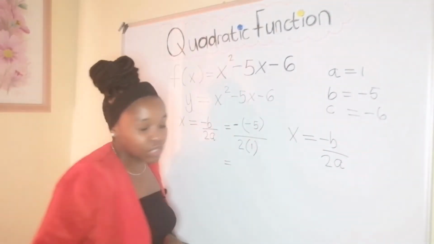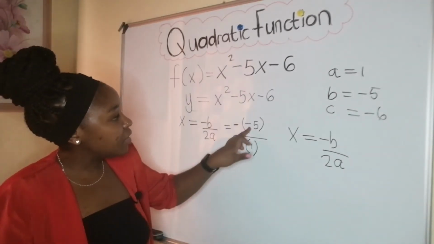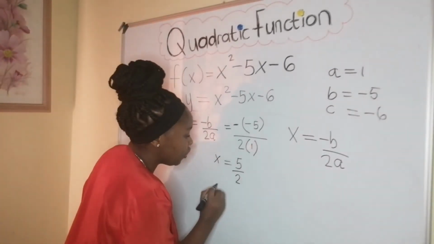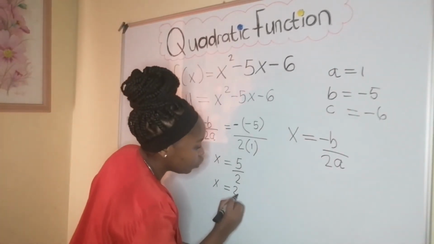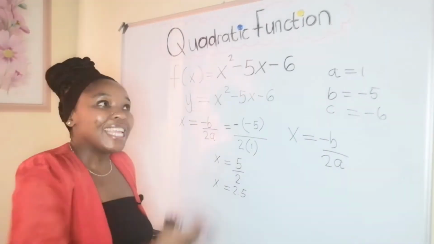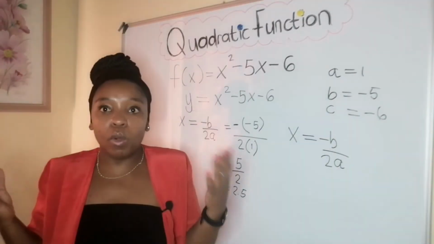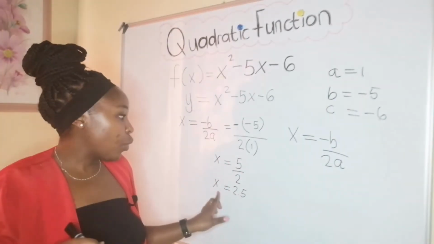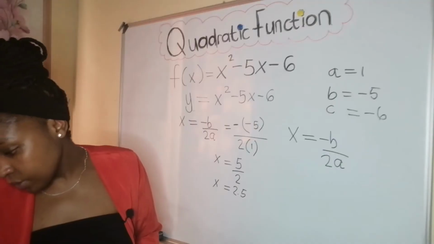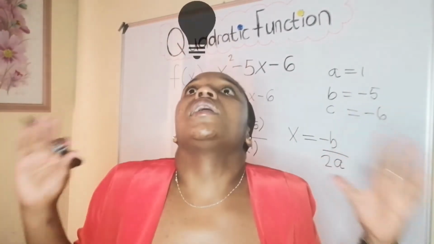So if you punch that into your calculator, what do you get? Minus and minus gives you a positive, so it's 5 over 2. So our axis of symmetry is x is equal to 2.5. That imaginary line that splits our quadratic function into two equal parts goes through x equal to 2.5.